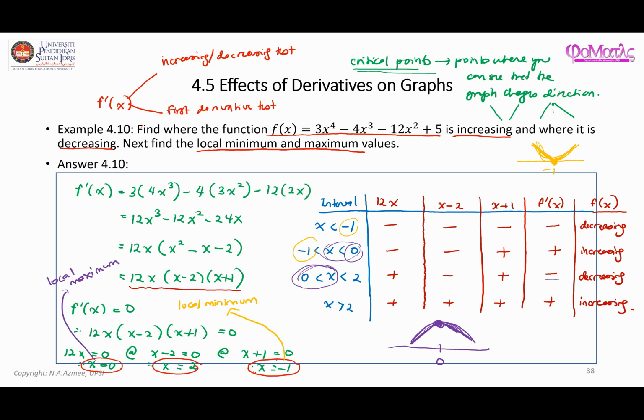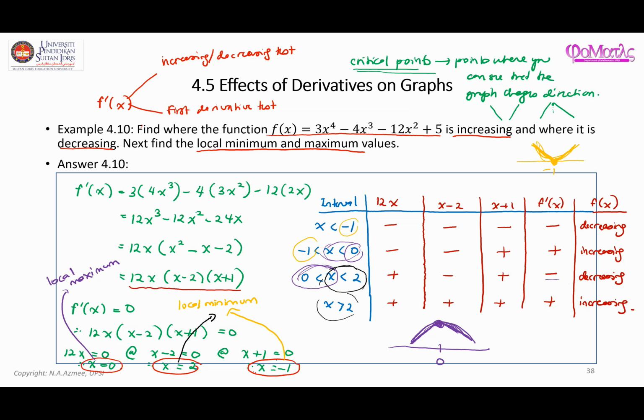Now how about for x equals 2? When x is less than 2, the sign is negative. When x is greater than 2, the sign is positive. So that means this is also a local minimum.